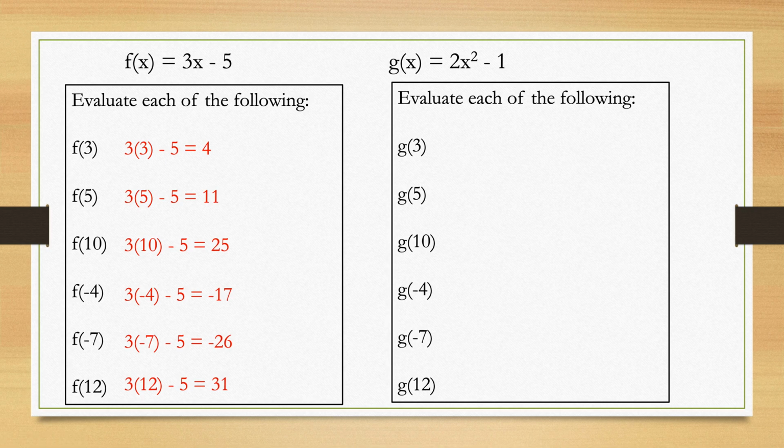Okay, so this is 2 times 3 squared minus 1, because 3 is my input. 3 squared is 9. Do that right away. Then 2 times 9 is 18, minus 1 is 17. Try g of 5.